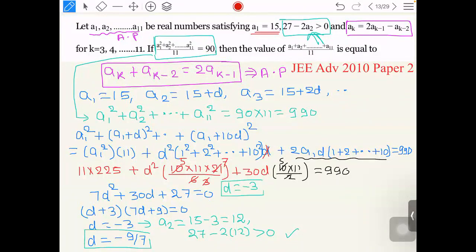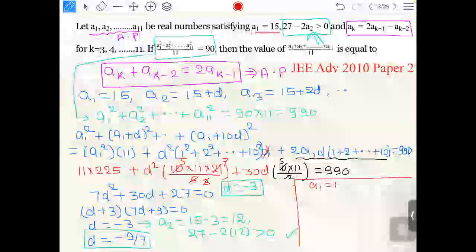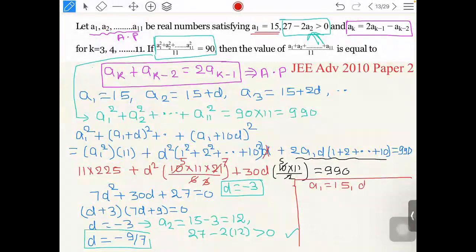D का वैल्यू हमारे पास आ गया अभी -3. अभी ये लोग क्या पूछा जा रहा है क्वेश्चन में? क्वेश्चन में पूछा a1 प्लस a2 a11. तो आपके पास अभी क्या आ गया? फर्स्ट टर्म आ गया. फर्स्ट टर्म क्या आ गया? 15. कॉमन डिफरेंस D क्या मिल गया? -3. तो S11 क्या हो जाएगा?